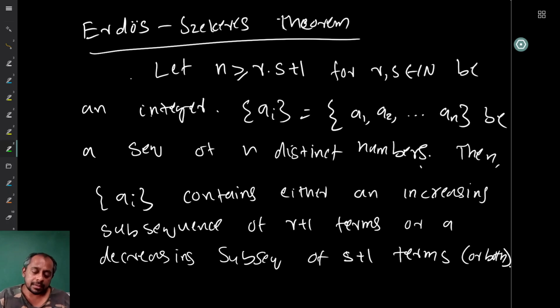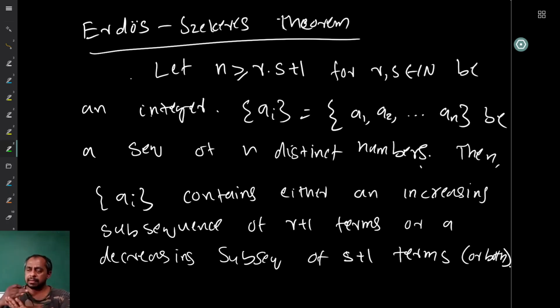So the Erdos-Szekeres theorem says the following. Suppose you are given n numbers in a sequence, like a1, a2, a3, etc., in some order. Now this n happens to be a number which is greater than or equal to r times s plus 1 for some positive integers r and s. So r and s are numbers, r times s plus 1 is some number, and n is at least that, maybe larger.